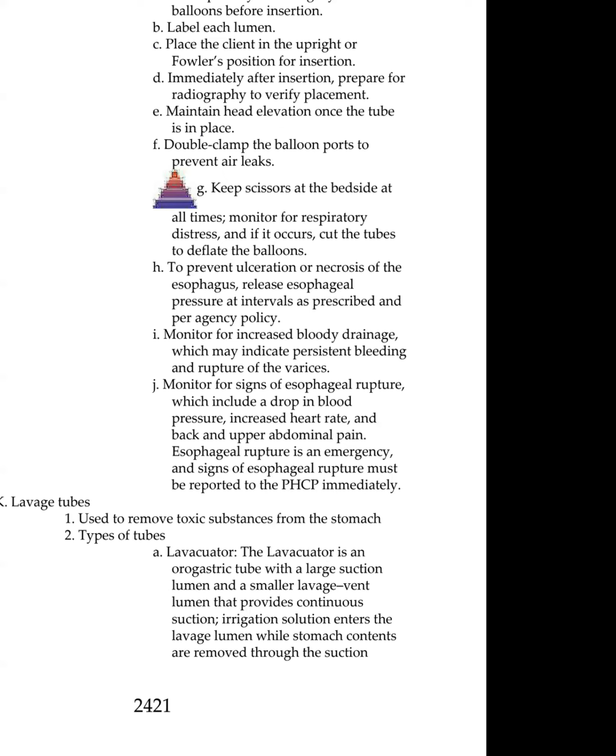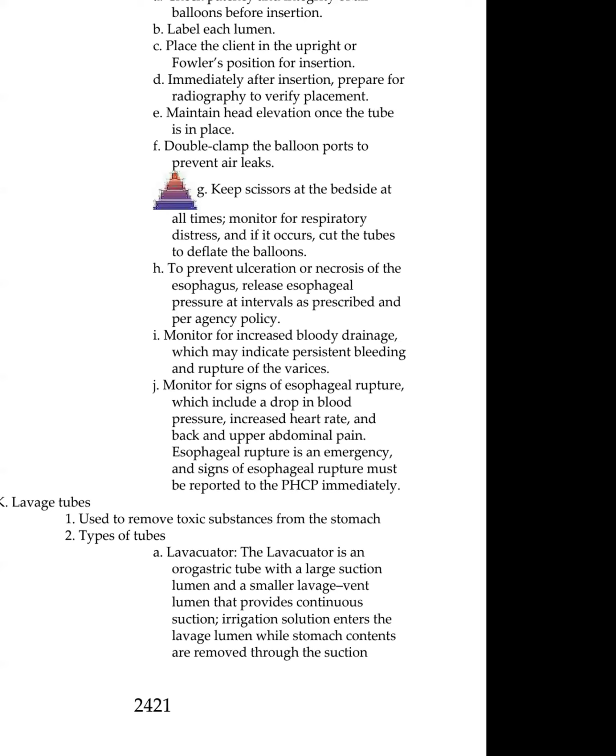The levacuator is an orogastric tube with a large suction lumen and smaller lavage vent lumen that provide continuous suctioning. Irrigation solution enters the lavage lumen while stomach contents are removed through the suction. બરાબર, બે પ્રોસેસ જોડે થશે.